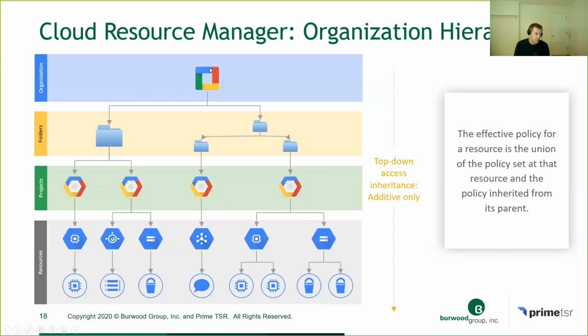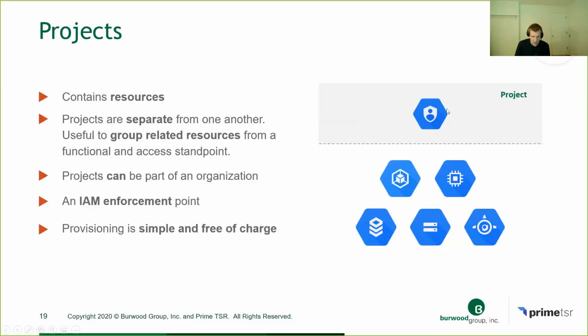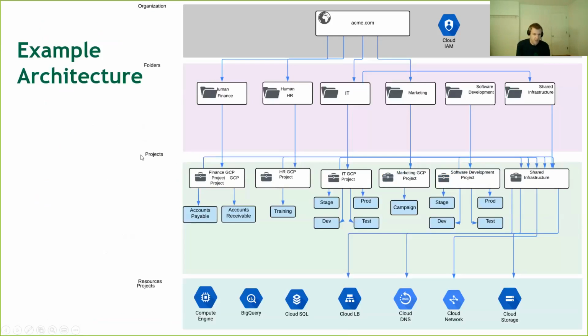So an organization has 0 or more folders. Folders have projects, and then projects are where the resources are. Projects are the right way of compartmentalizing and separating off your resources from one another. Their key role is containing resources and providing an identity and access management enforcement point. So you can provide specified permissions at the project level very easily as well. You can get more granular than that, but a pretty typical approach is managing permissions at the project level. Projects are easy to provision, and they're free of charge. We'll talk more about how to provision them through automation a little bit later on.